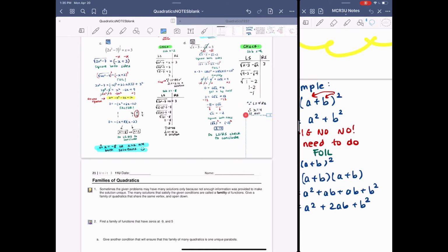Therefore, I'm going to conclude that x equals 4 is not the solution. I need to do a final conclusion. So I'm going to say there's no solution for this question because the x equals 4 that we checked for is not a solution.